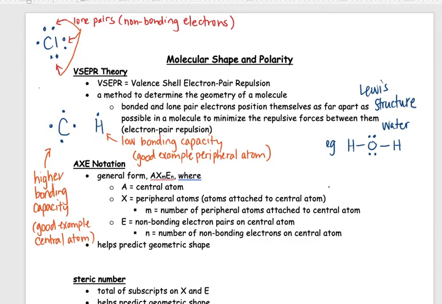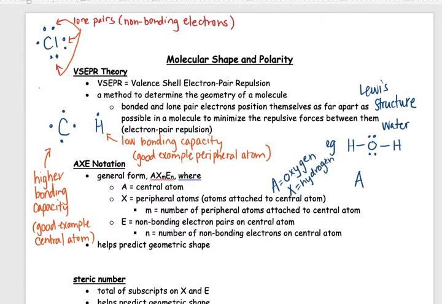Again, A is the central atom, okay? So A is going to be the oxygen, right? Like that, we have oxygen there, so we just write A. And then we have peripheral atoms. That'll be the H, right? H will be the peripheral X. So hydrogen will be the peripheral atoms.